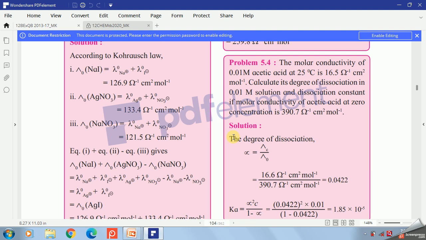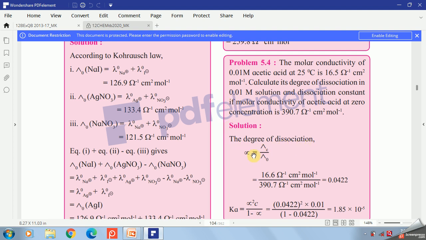Your final answer. Now one more numerical: the molar conductivity of 0.01 molar acetic acid at 25 degrees centigrade is 16.5 ohm inverse centimeter square per mole. Calculate its degree of dissociation in 0.01 molar solution and dissociation constant, if the molar conductivity of acetic acid at 0 concentration is 390.7 ohm inverse centimeter square per mole.